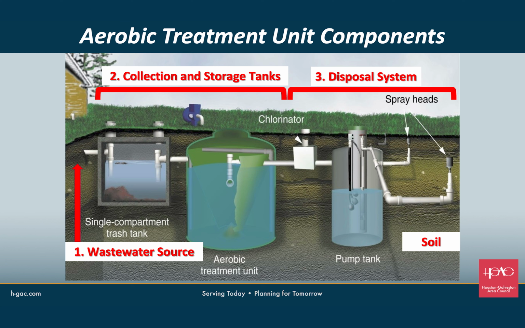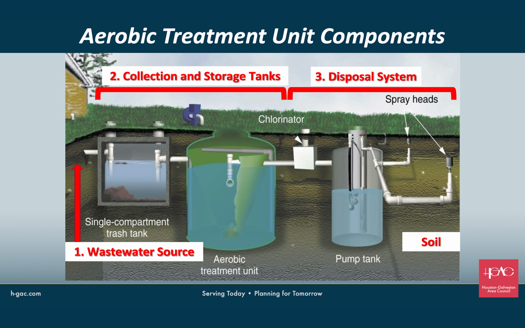the building or dwelling into the system, the collection and storage tanks, which are comprised of single compartment waste collection tanks and an aerobic treatment tank. Both of these tanks are typically made from concrete, plastic, or fiberglass. And the disposal system, which is typically made up of a chlorinator and a pump tank, along with a gravity-fed drip system or spray field. The spray field uses treated water for lawn sprinkler systems. The soil filters and further treats the treated effluent before it reaches the groundwater.